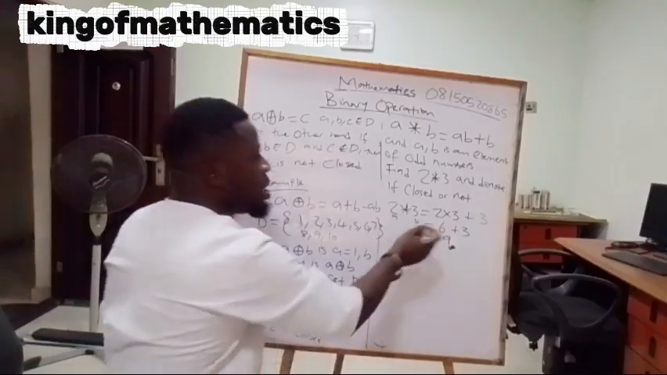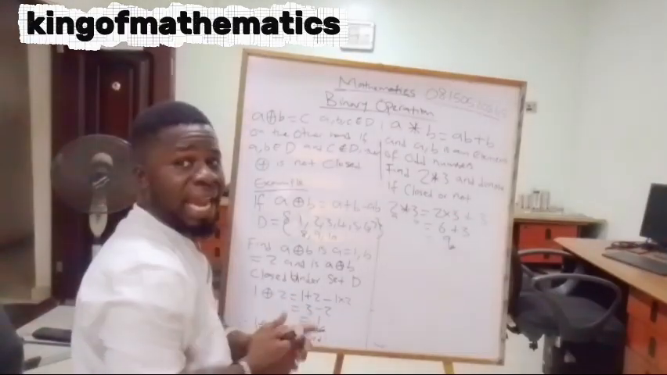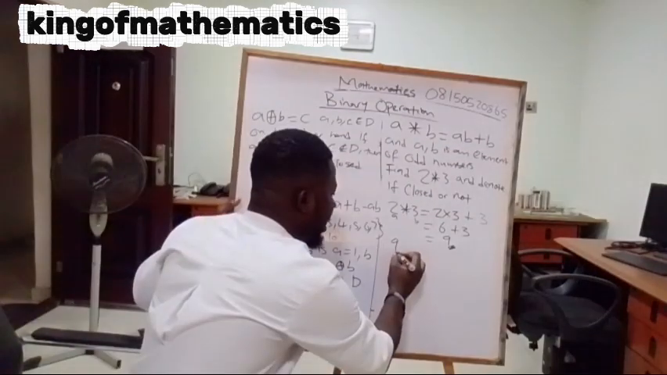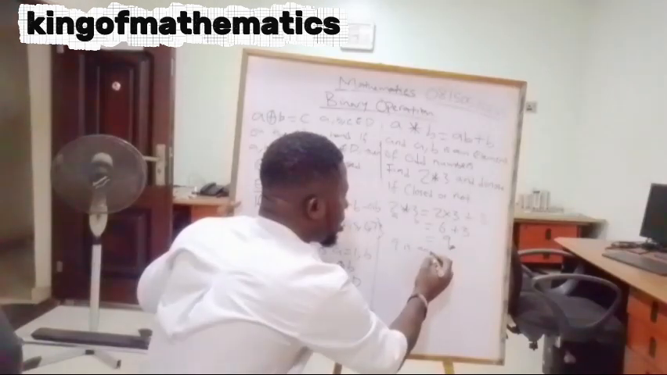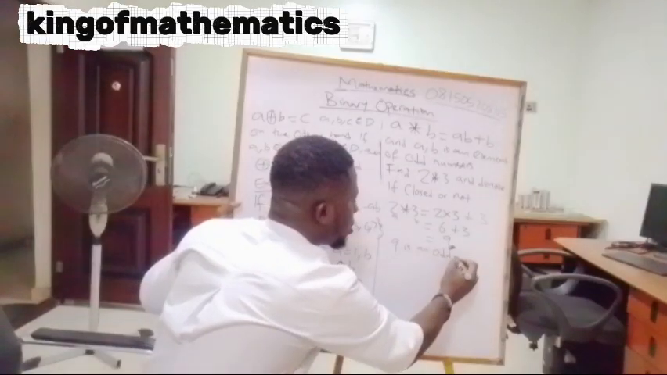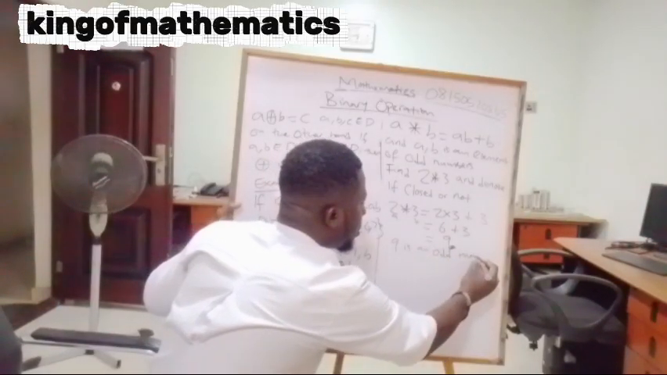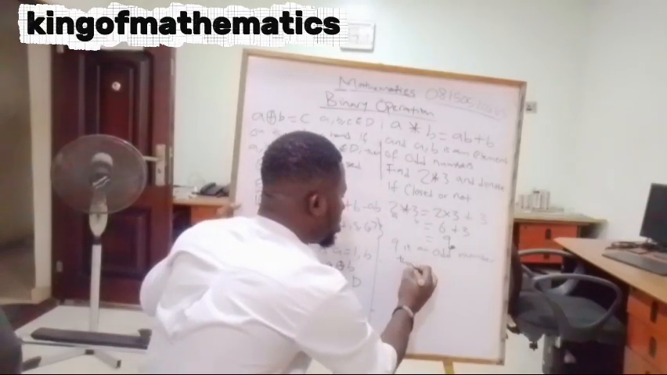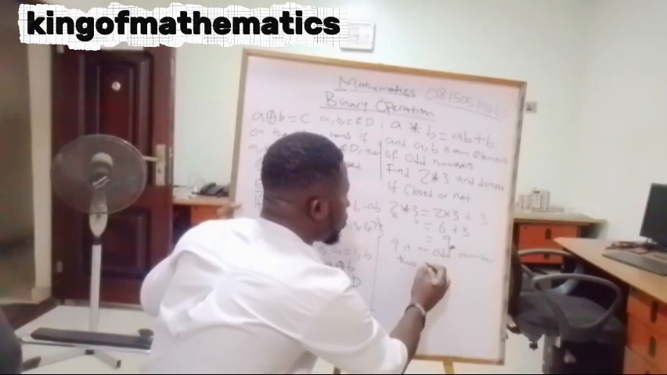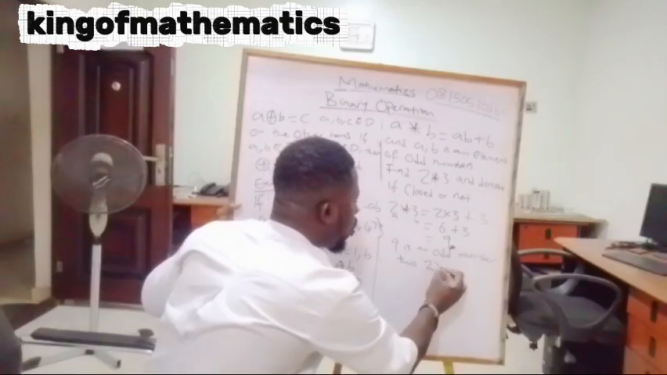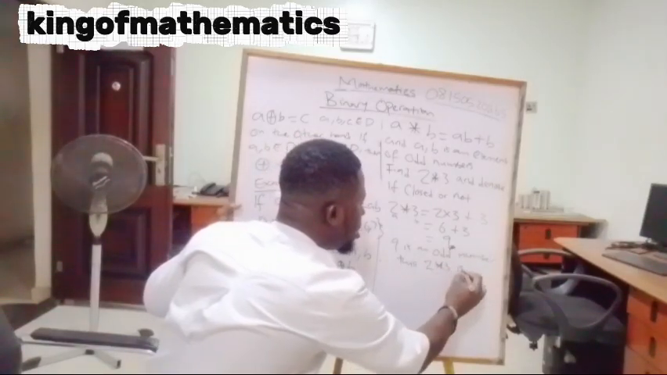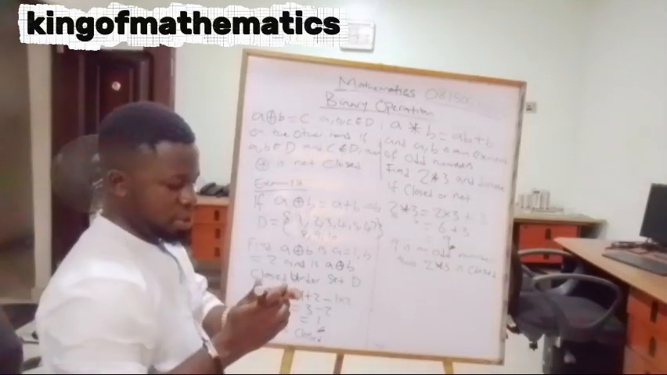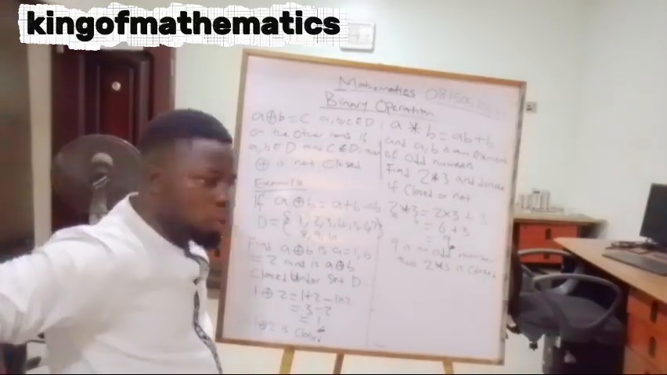9. The question you ask yourself is, is 9 an odd number? 9 is an odd number. Therefore, this 2 operation 3 is closed. Do you understand? So that's what closed is talking about.